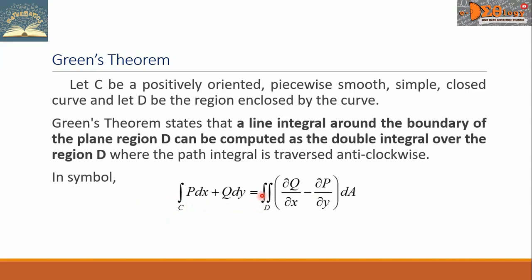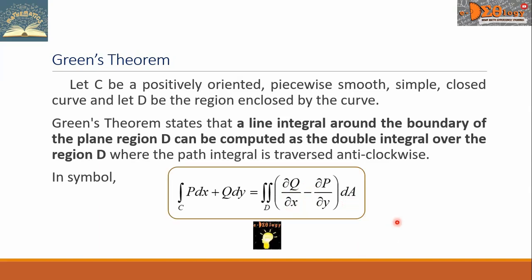In symbols, we write: the line integral over C of P dx plus Q dy is equal to the double integral over D of the partial derivative of Q with respect to x minus the partial derivative of P with respect to y, dA. This is our working formula.